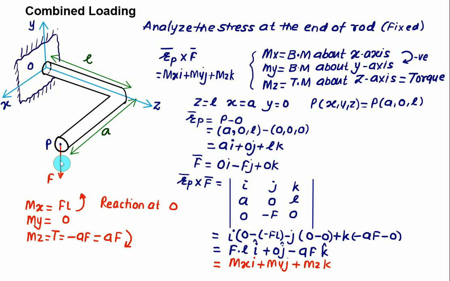So one force will act downward as it is, because we have to shift the force to point O. Then one bending moment you have to show at point O, which is F into L, anticlockwise, and one twisting moment you have to show about the z-axis, which is A into F. But this twisting moment you have to show at point O. So all these values of bending moment about the x-axis, y-axis, and z-axis you have to show at point O.